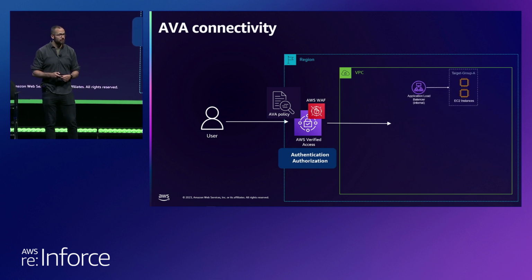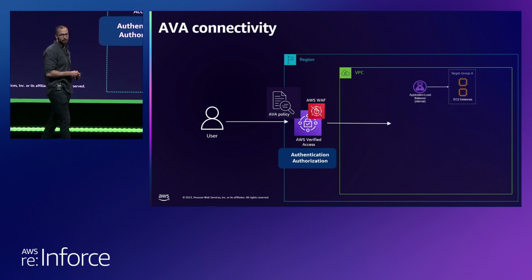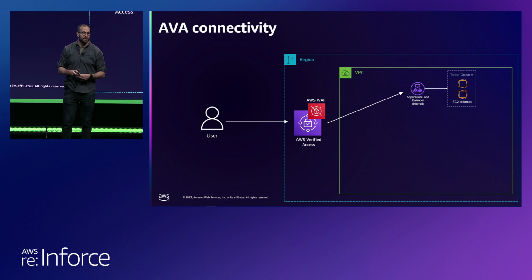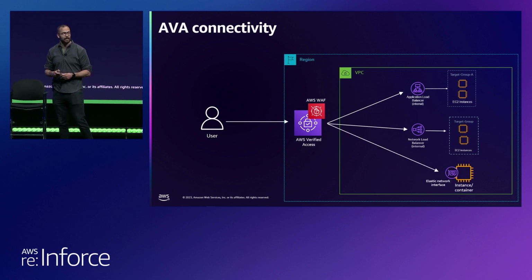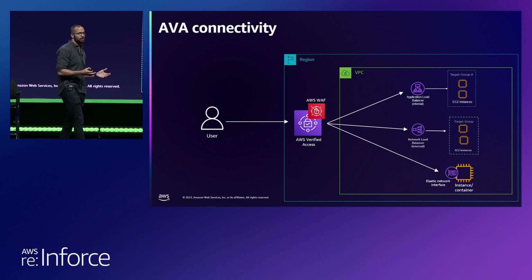And AVA can point to a number of different things inside a VPC. It can point to an application load balancer. Again, it has to be internal. A network load balancer also has to be internal, or an elastic network interface that's assigned to an EC2 instance or a container.